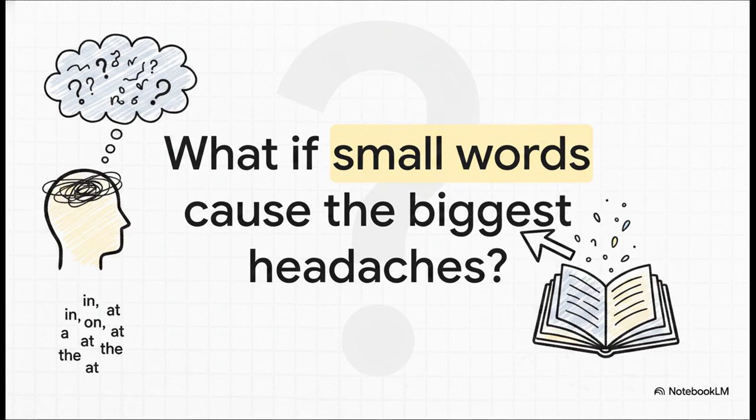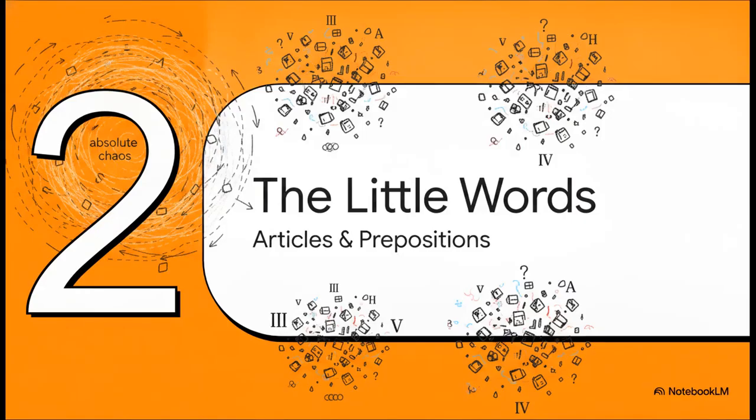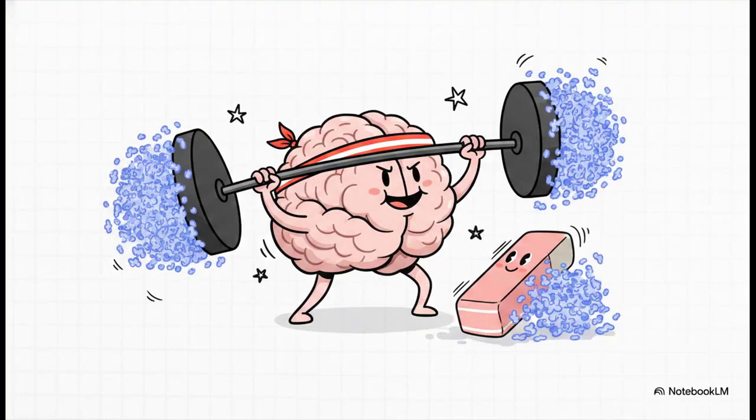But what happens when the absolute smallest words cause the biggest headaches? Let's see how this interference builds when we start dealing with the tiniest words in the whole English dictionary. Section 2. Mastering the little words, articles and prepositions. These little guys, articles and prepositions, they actually rank third and fourth on the teacher's error frequency list. They create absolute chaos. Take a look at this concept here, the zero article transfer effect.